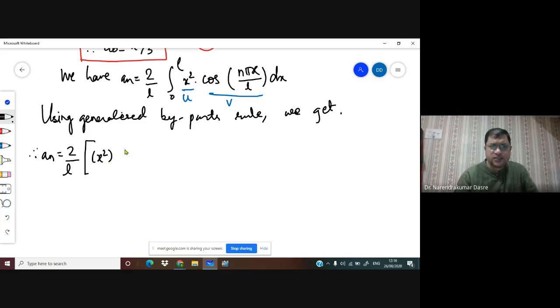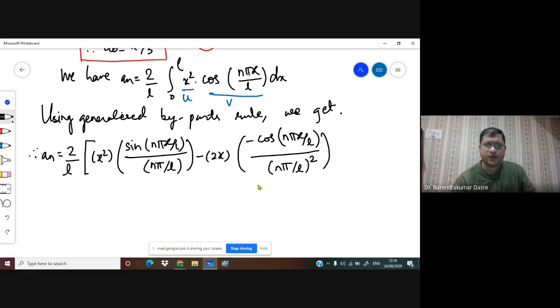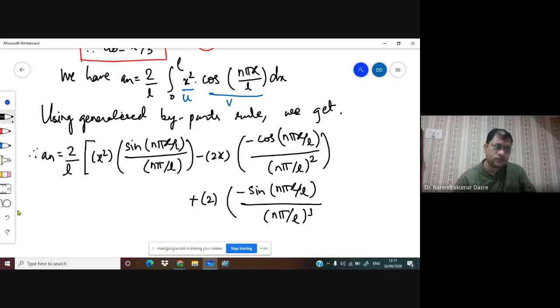Then we have this first term as it is, now the integration of this. So we'll have sine of n pi x by L upon n pi by L. Now minus the derivative of this term, the derivative of x square is going to be 2x, and the integration of this term. So we'll be having minus cos of n pi x by L upon n pi by L bracket square. Now plus the derivative of this term, so it is going to be 2, and integration of this, so minus sine of n pi x by L upon n pi by L bracket cube. So we have this n pi by L bracket cube, and we have the limits 0 to L.